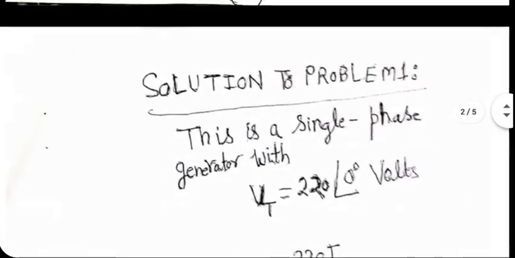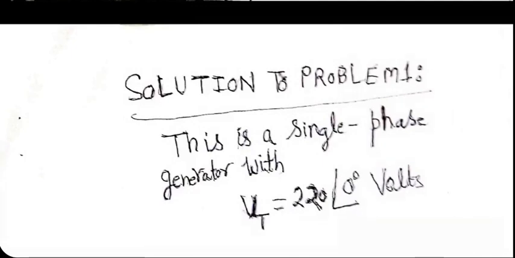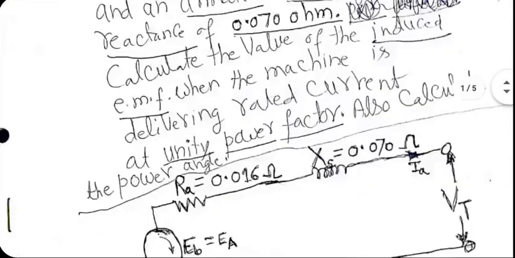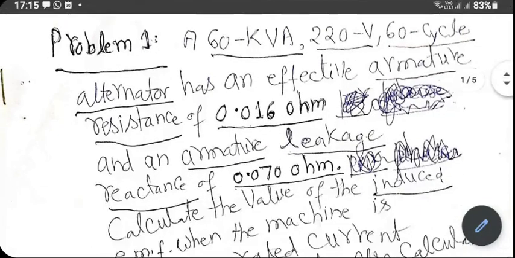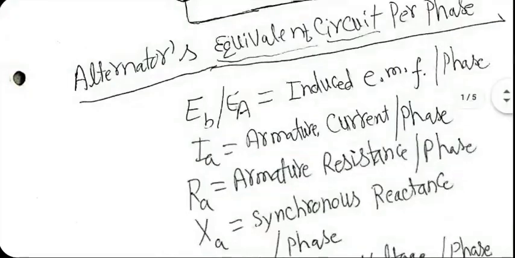Now the solution. This is a single-phase generator. Yeah, I figured it already because they have not mentioned three-phase in the description of the problem. So don't assume three-phase if it's not given. Okay, now it's all calculations. What do they want?